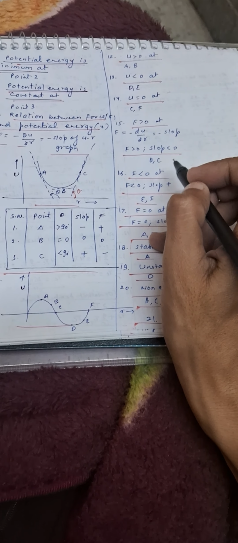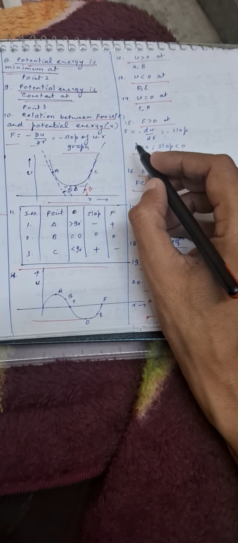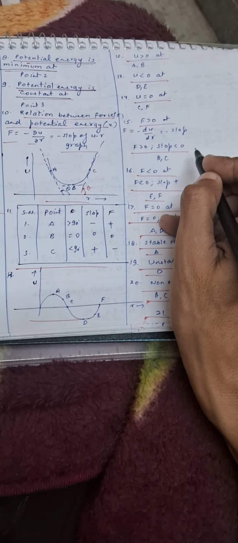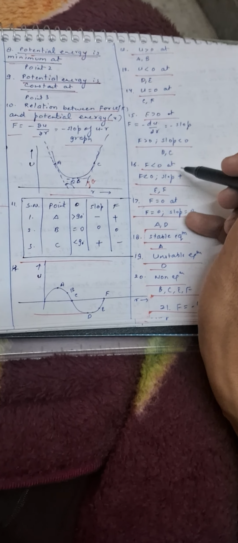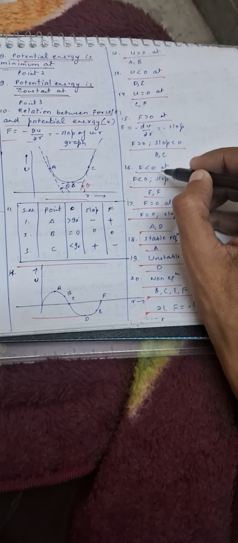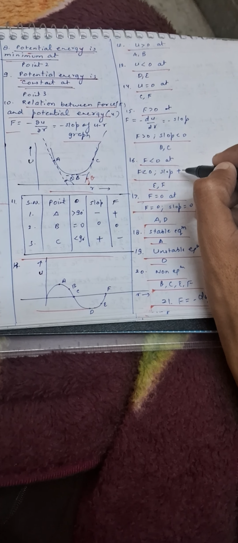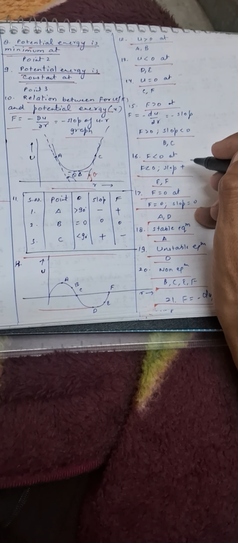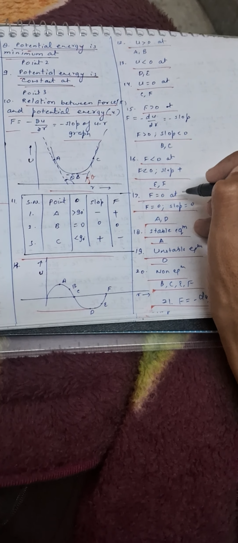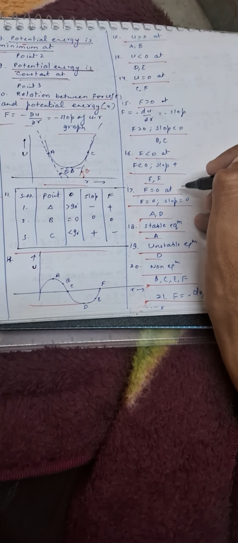Next is, F is positive. So F is minus dU by dr, which is the negative of slope. F is positive, that means slope is negative. So as we can see in the graph, slope is negative at points B and C. Next is, F is negative at what point? So if F is negative, slope will be positive, which is given by points E and F. Next is F is equal to 0. So F will be 0 when slope is 0, which is at A and D.